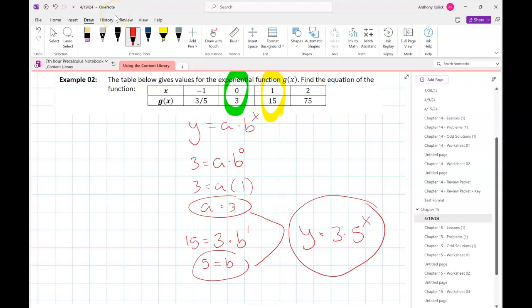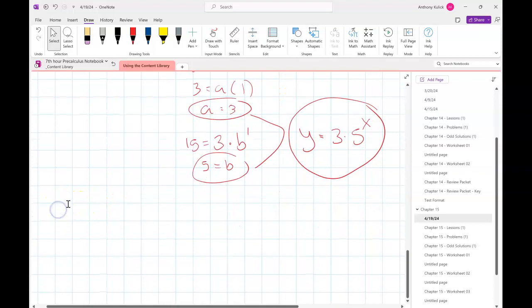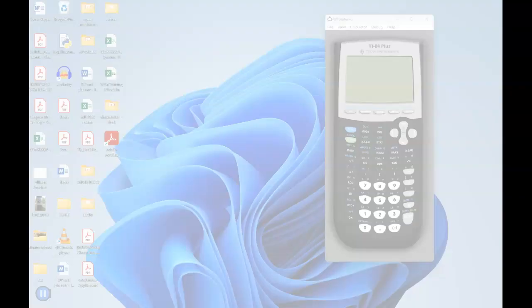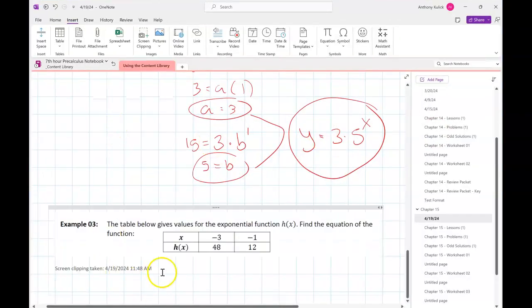So that process right there, pretty simple, right? Not terribly difficult. So the natural question is, okay, Mr. Kulik, you said that was the easy situation where I was given 0 for x, right? What does it look like if I'm not given a 0 for x? That's probably the hard situation, isn't it? Well, it's the harder, sure.